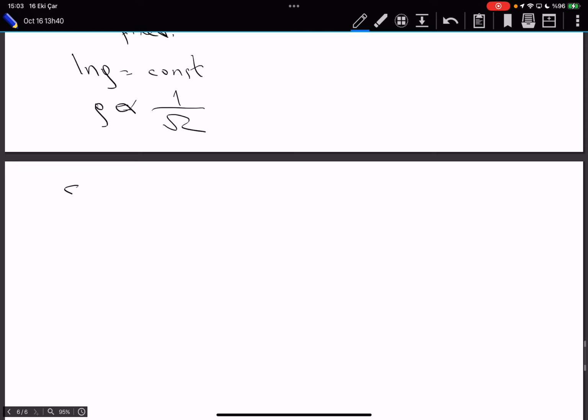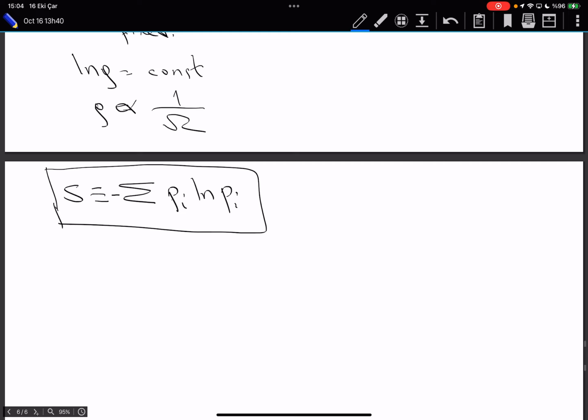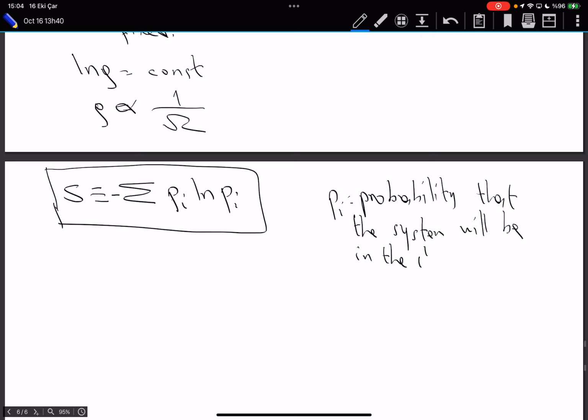Now, we will define the entropy. Now, whatever system we have, the entropy will be defined as, let me say, minus the sum of pi logarithm of pi. I'm kind of jumping ahead of myself, but this pi is the probability that the system will be in the ith microstate.